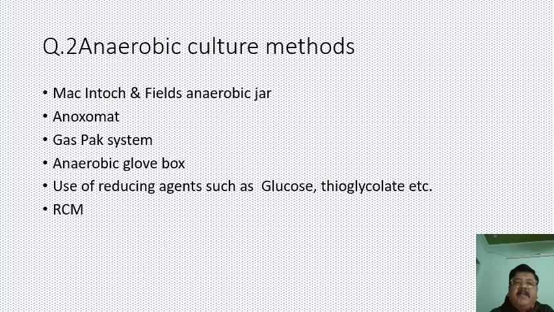Then anaerobic culture methods: McIntosh and Fildes anaerobic jar, Anoxomat, gas pack system, anaerobic glove box, use of reducing agents such as glucose, thioglycolate, and Robertson's cooked meat medium. So these are the anaerobic culture methods.